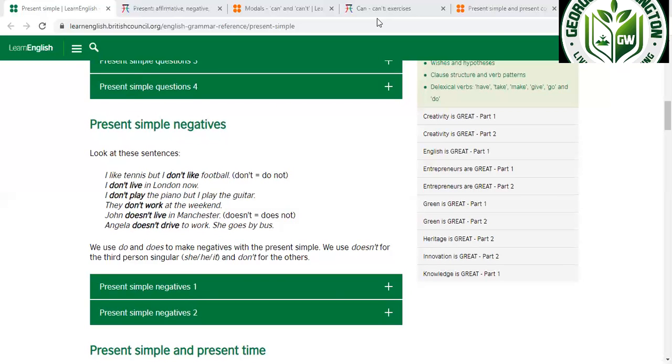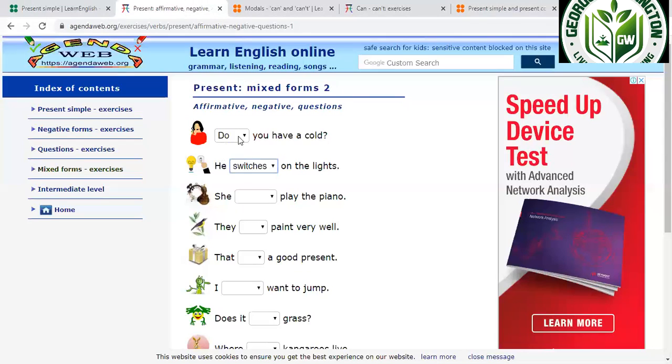Okay, now let me go back to the, oh, well, before that, what you need to do is practice these exercises. So here you have affirmative, negative, and questions. So what you need to do is pick the correct one. Here, you use do because for I, you, we, and they, we use the auxiliary verb do to make a question. Do you have a cold?